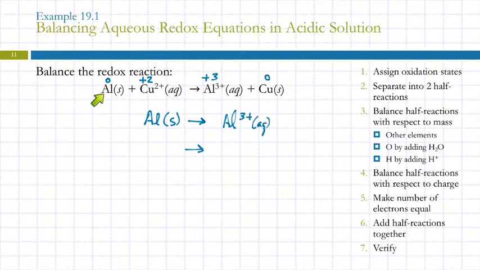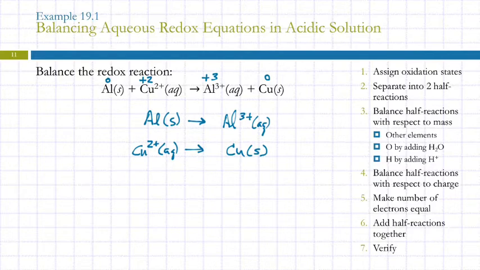So I'm going to take my species here that's being oxidized, and I'm going to write that over here, and then the product over there. Aluminum can't be transformed into copper, so it's the aluminum and the aluminum ion that are together in that reaction. And then I've got the copper 2 ion being reduced to elemental copper. So I've got my 2 half reactions.